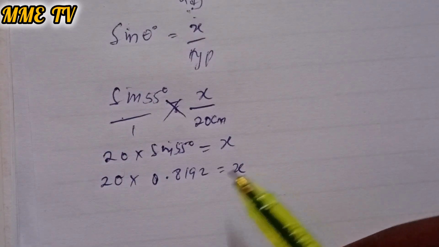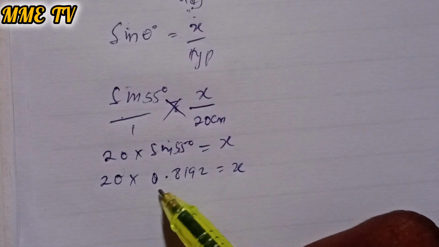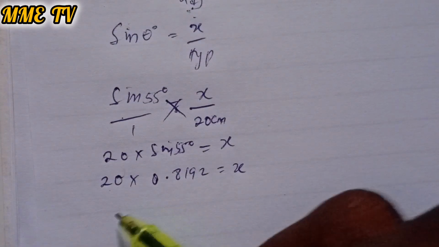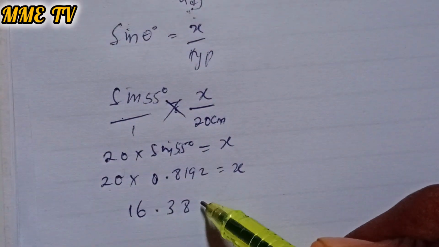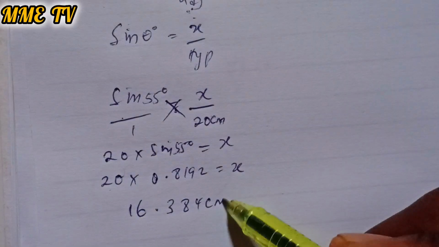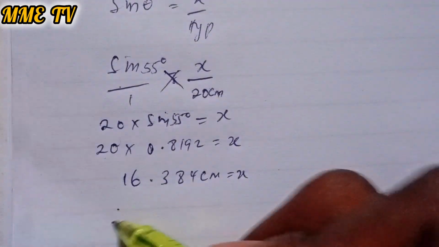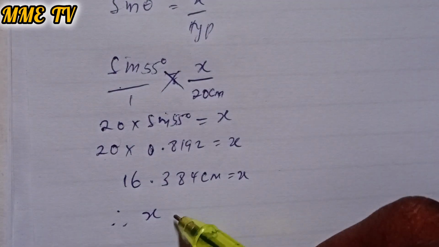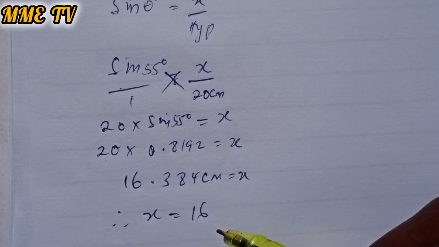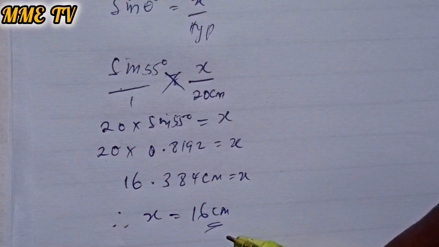Then what are you supposed to do again? You will now still use the same calculator and multiply 20 by 0.8192, which is going to give us what? 16.384 centimeters. That is the value of x. Therefore, hence, the approximated value of x is going to be 16 cm. You understand this now? The approximated value of x is going to be 16.